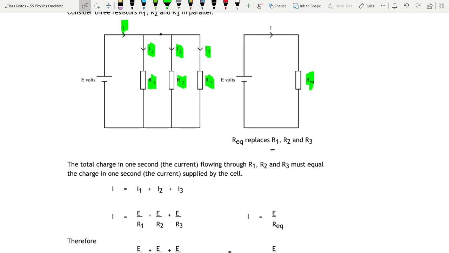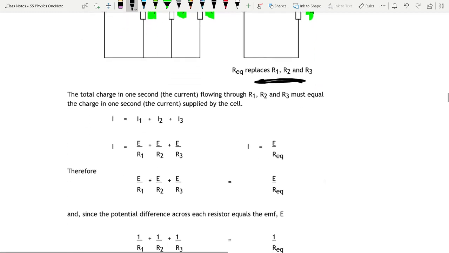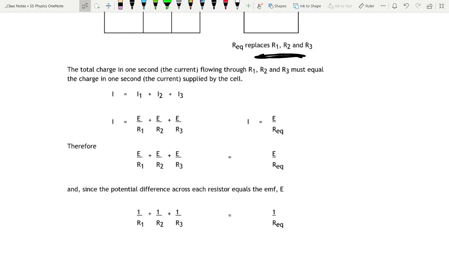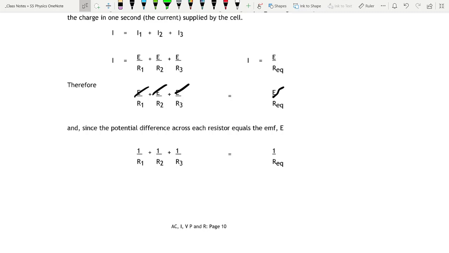But if you look at the equivalent, then the current is just the voltage divided by the resistance, so E over Req. So we've got E over R1 plus E over R2 plus E over R3 is equal to E over the equivalent resistor. And again, E is the same at all points, so we can cancel E out, and we end up with 1 over R1 plus 1 over R2 plus 1 over R3 is 1 over the equivalent resistor. So that's the outcome that you need to know, that you do know from National 5 anyway.